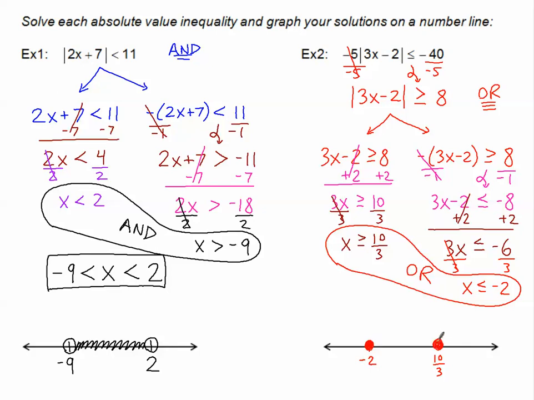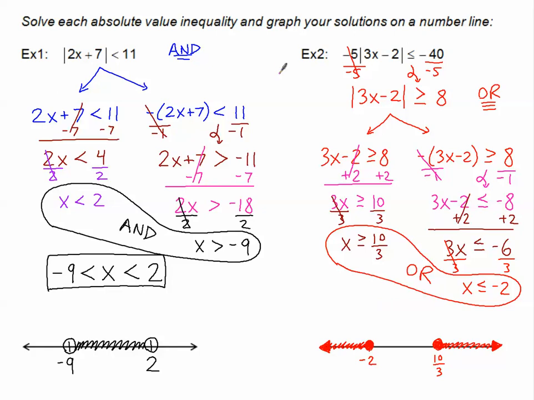And now look where we're shading. Everything less than or equal to negative 2 would be this way, which we knew would be the case. And I'm going to shade the arrow in to show that it goes on forever that way. And x is greater than or equal to 10 thirds would shade this way. And like I said, all OR graphs would be shaded like this, where we're going in the opposite directions, so I know that I have that correct.